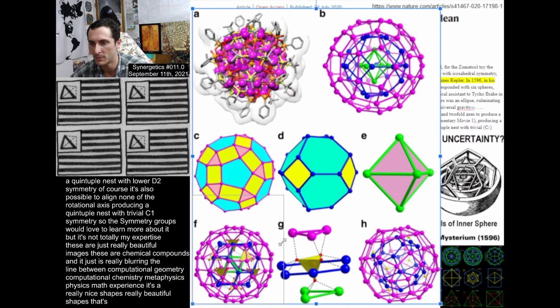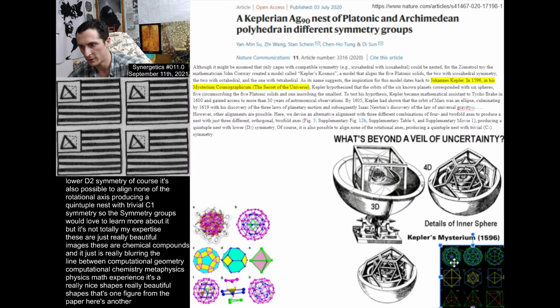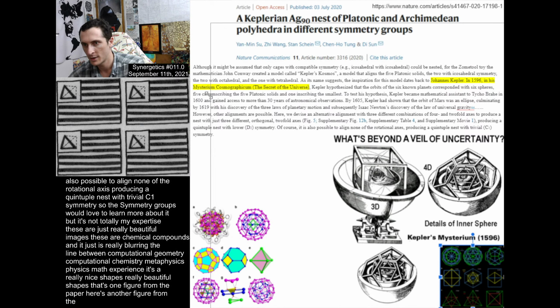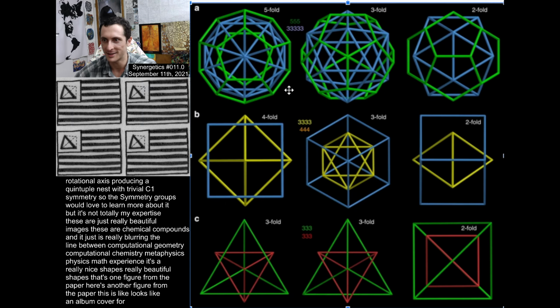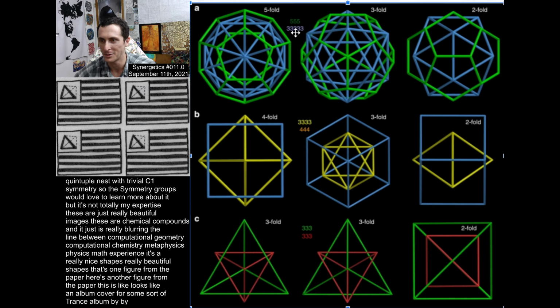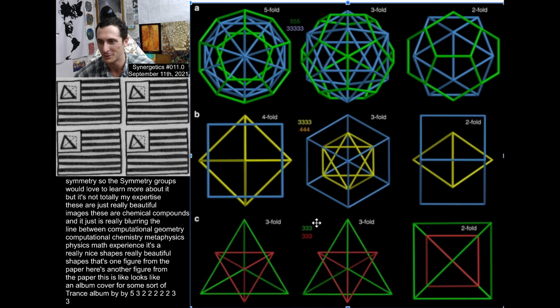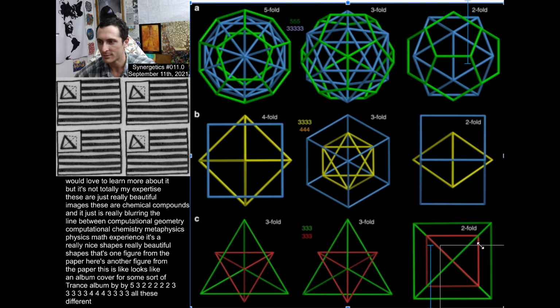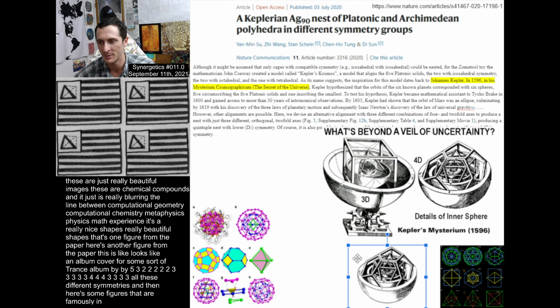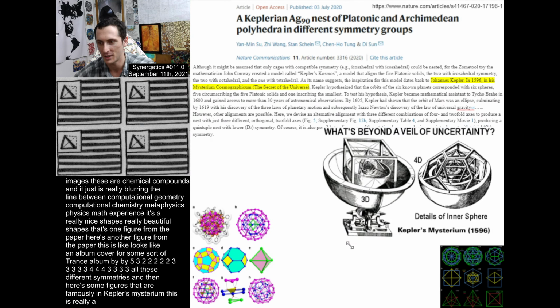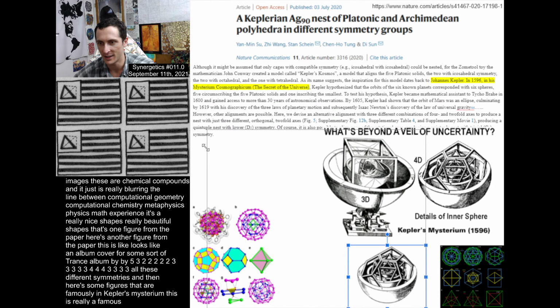That's one figure from the paper. Here's another figure from the paper. This looks like an album cover for some sort of trance album. 555, 333, 3333, 444, 333, 333. All these different symmetries. And then here are some figures that are famously in Kepler's Mysterium. This is really a famous image right here with the nesting.